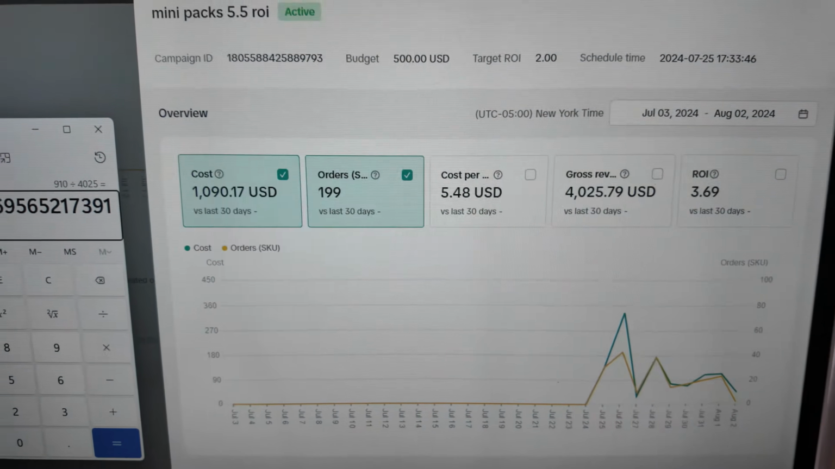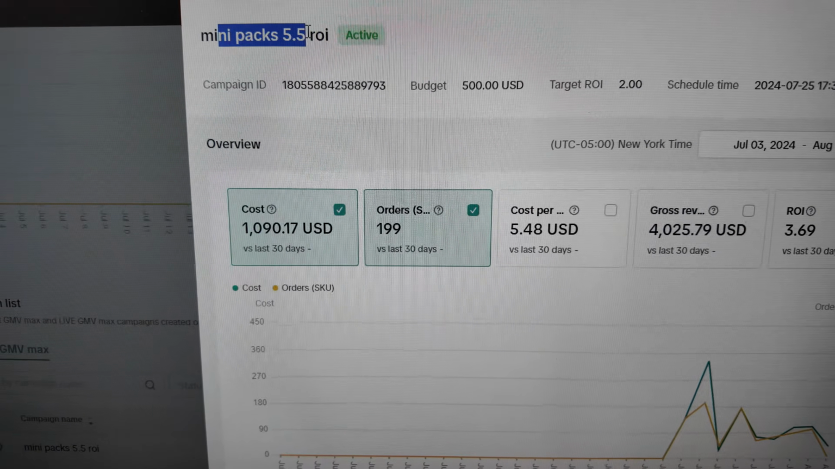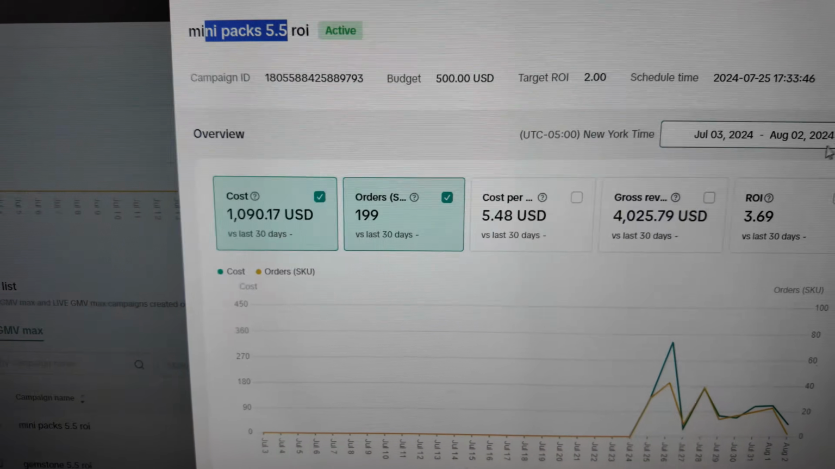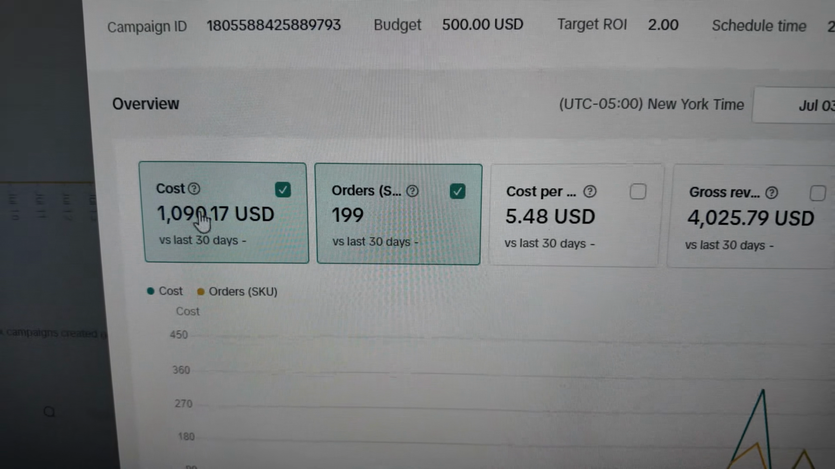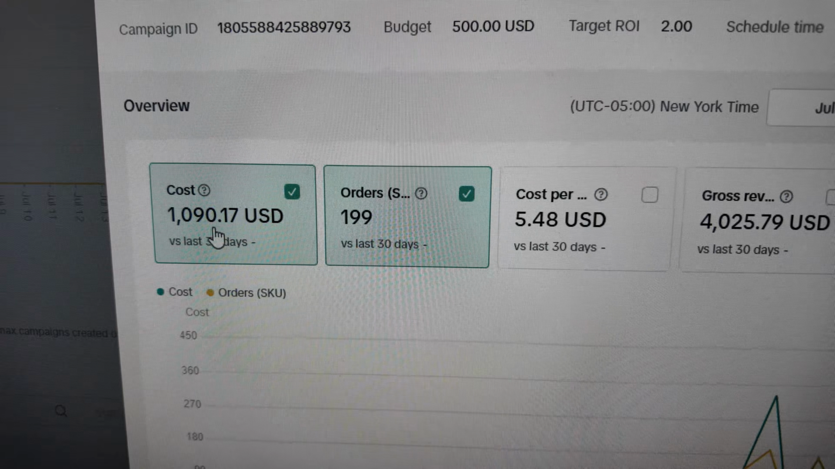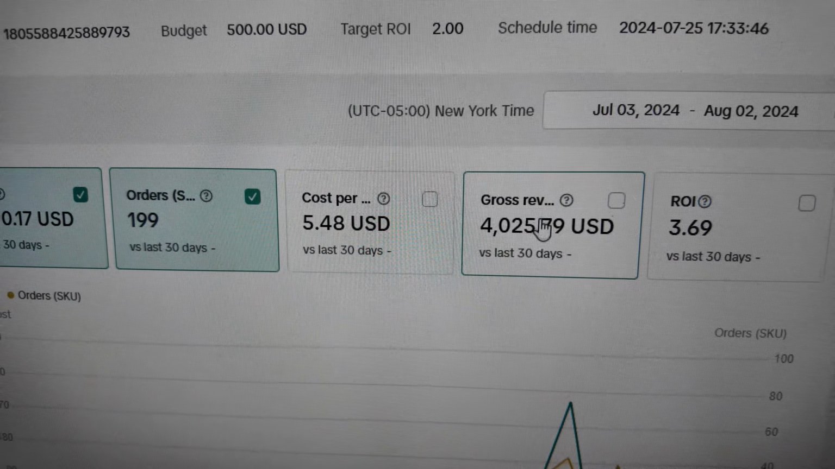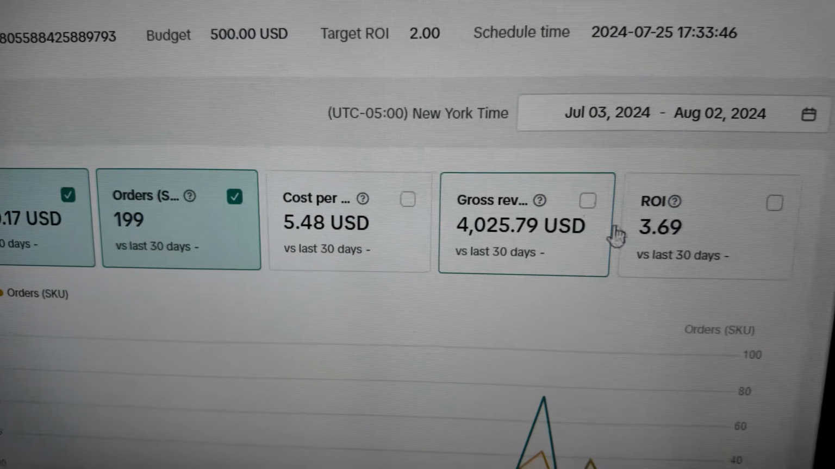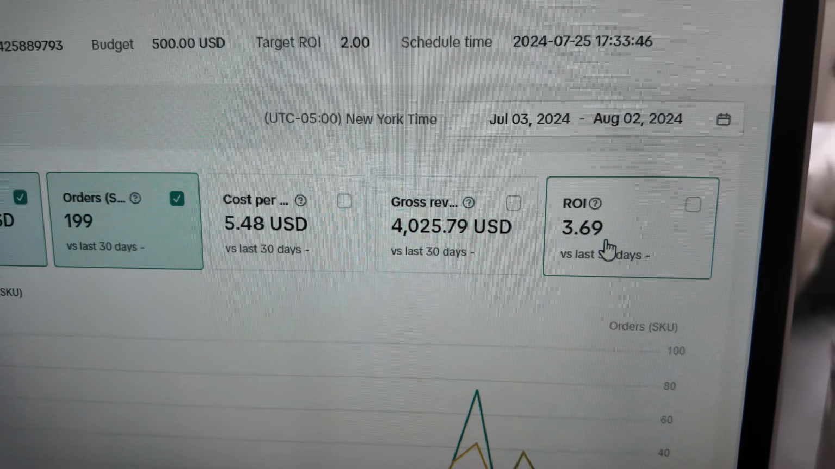I'm going to show you this advertising spend that I did on my mini packs. This is my mini packs on TikTok for the past 30 days. And so this is my advertising spend. I've spent $1,090 to generate $4,025 in gross revenue. And the ROI over here, 3.69.